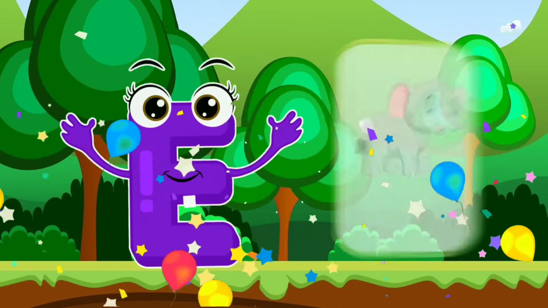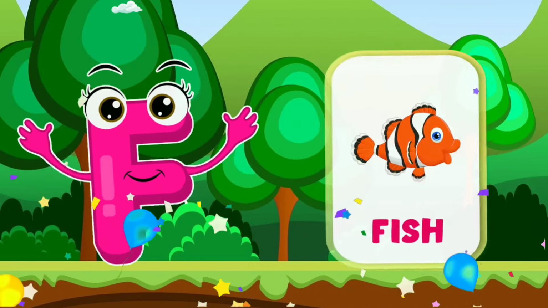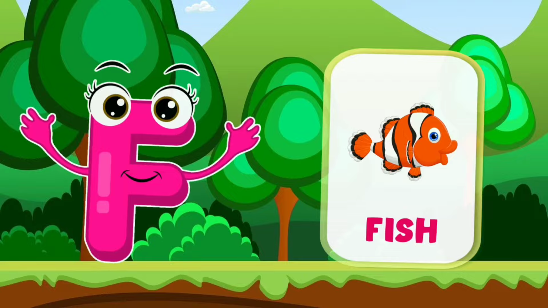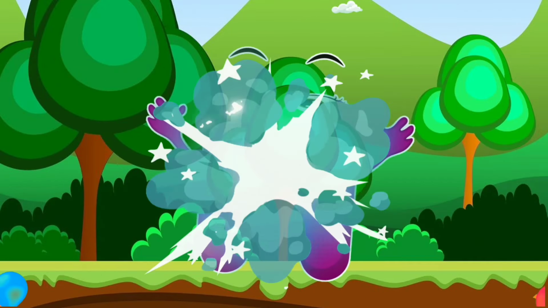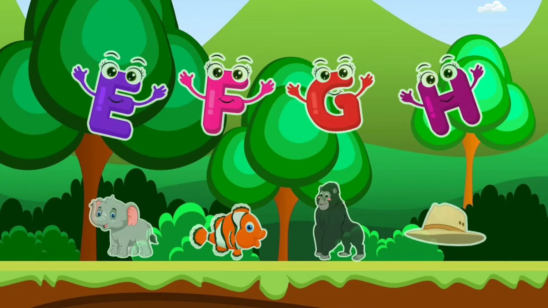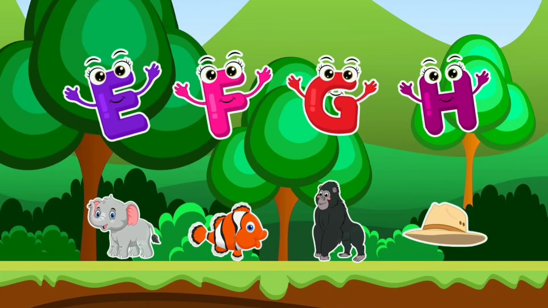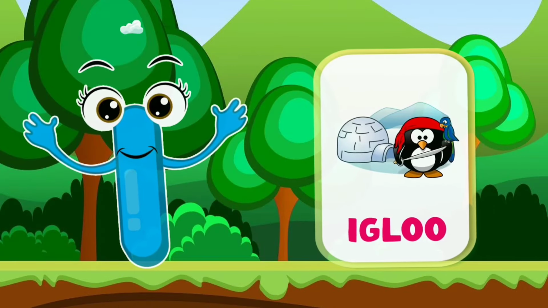E is for elephant, e, elephant. F is for fish, fish. G is for gorilla, the gorilla. H is for hat, hat, hat. I is for igloo, igloo.